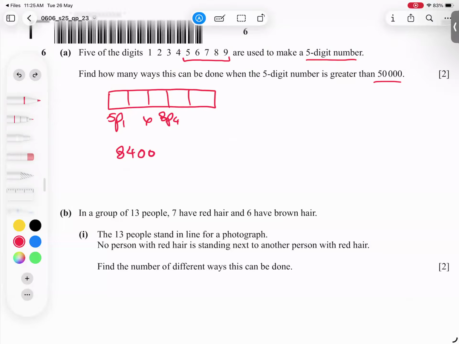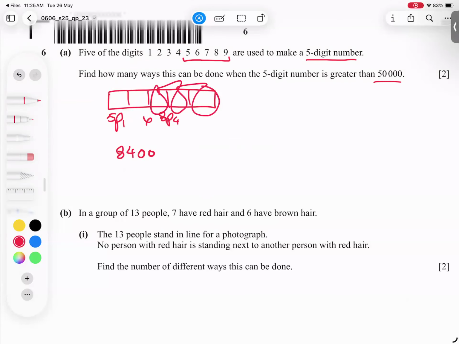Or we can write 5P1 here, 8P1, 7P1, 6P1. Repeat, 5P1, 8P1. Why 8P1? From 8 digits, one can be used here. Then 7P1, 6P1, and 5P1. If you multiply all, the same answer comes. So let's go for part B.